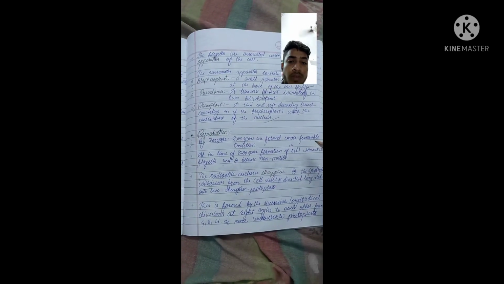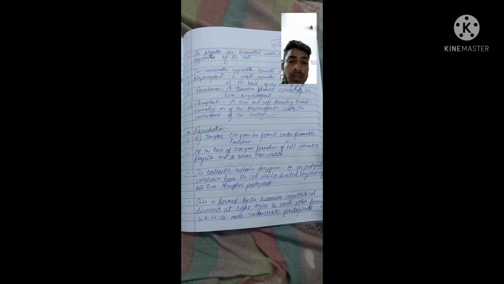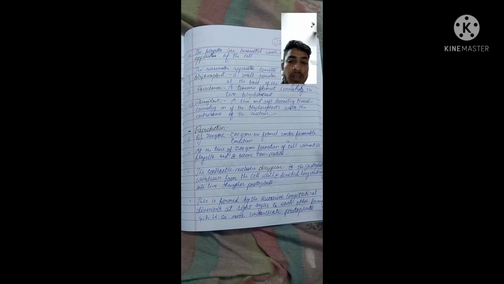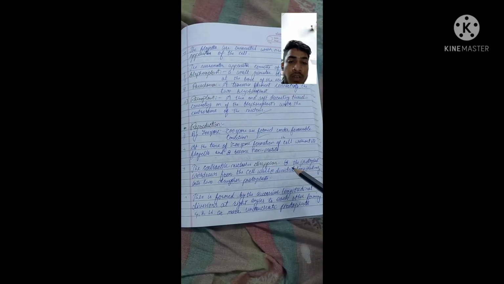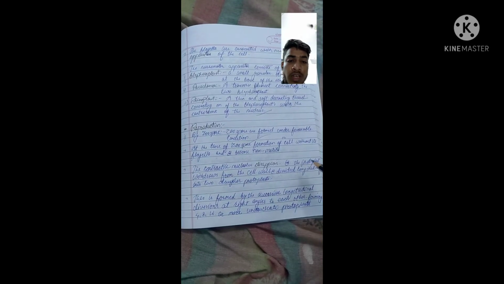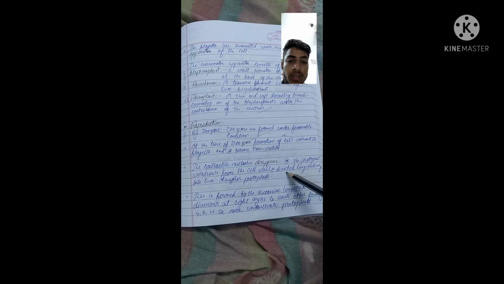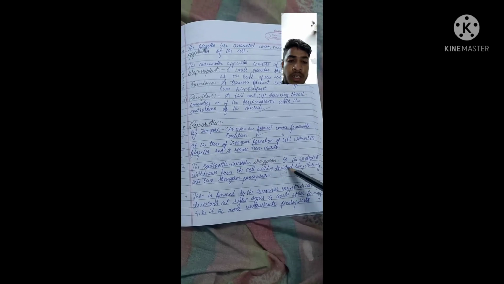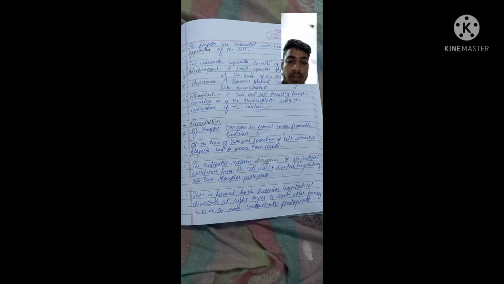Zoospores are formed under favorable conditions. Sometimes zoospores are formed without any flagella and become non-motile. The contractile vacuole disappears and the protoplast withdraws from the cell wall and divides longitudinally into two daughter cells. This is formed by successive longitudinal division.